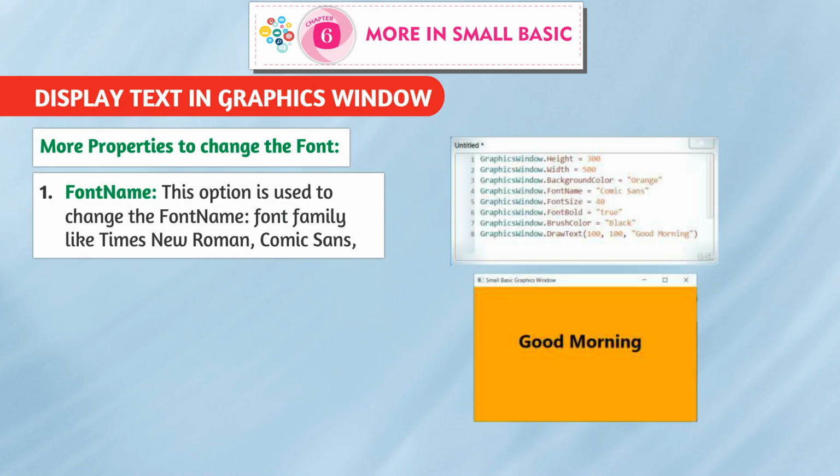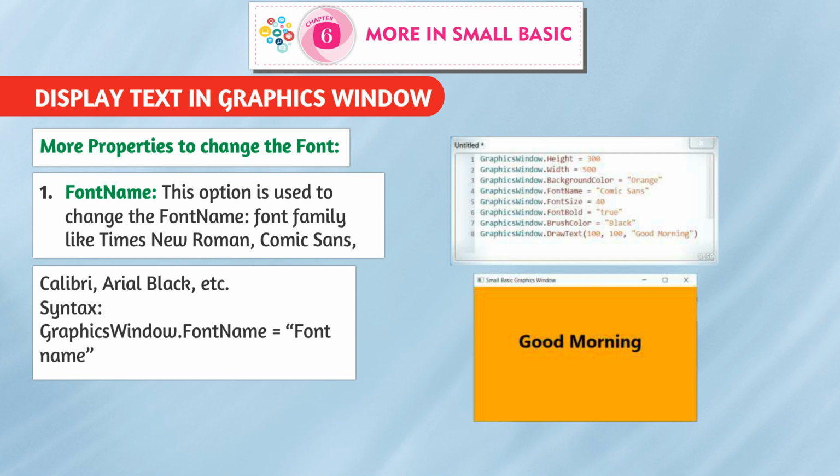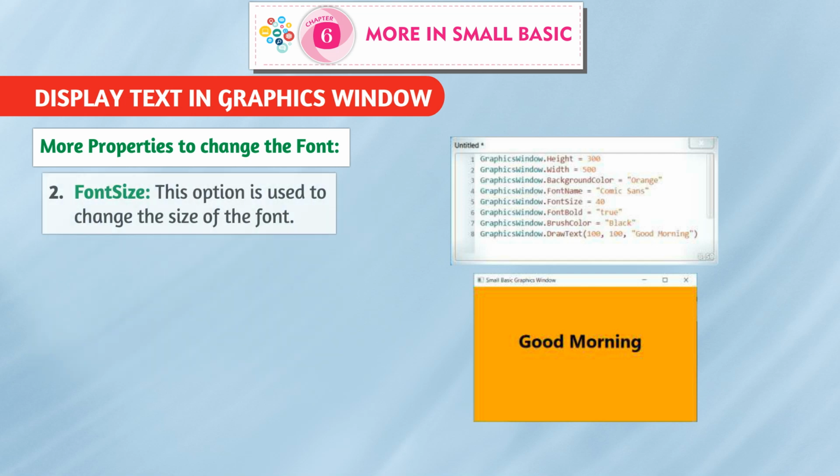More properties to change the font. 1. This option is used to change the font name, the font family like Times New Roman, Comic Sans, Calibri, Arial Black, etc. Syntax: graphicswindow.fontname = font name. 2.